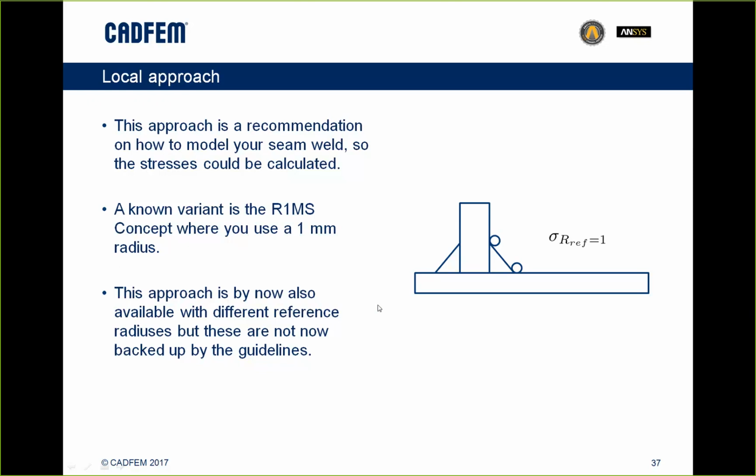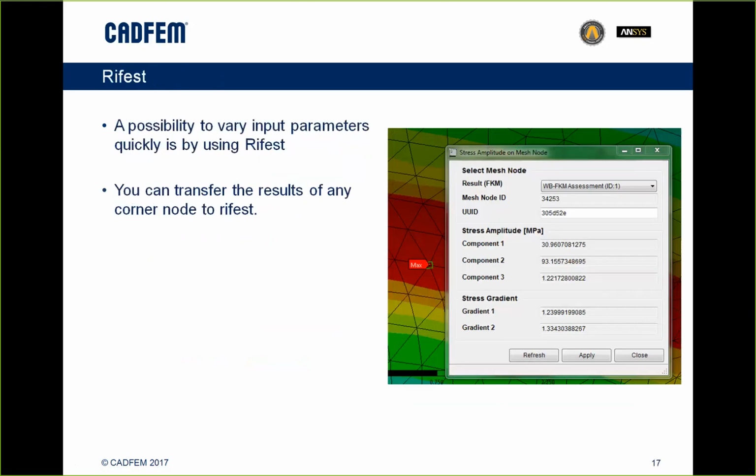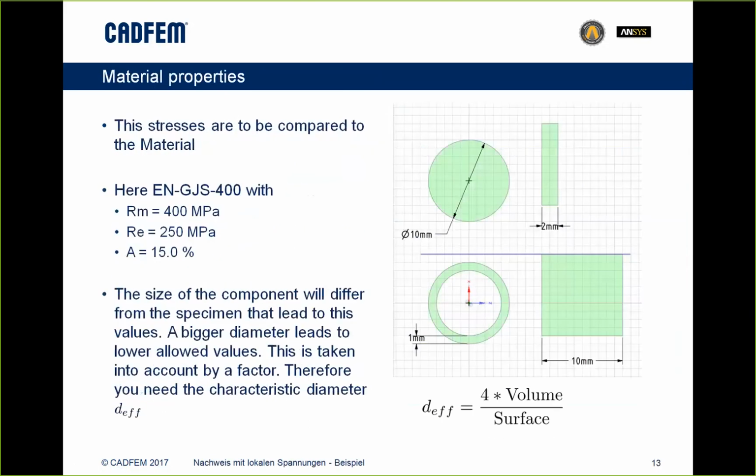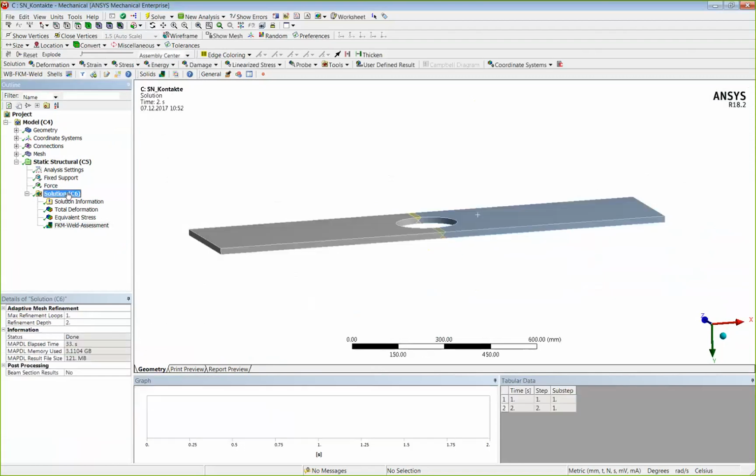Good. There was a question about the effective diameter. The effective diameter is a characteristic length, I would like to say, to describe how large my part is. So when I look at this part, for example, there would be one characteristic length that really will describe my part. That would be the thickness of my sheet metal. That would be 20 millimeters in this case.